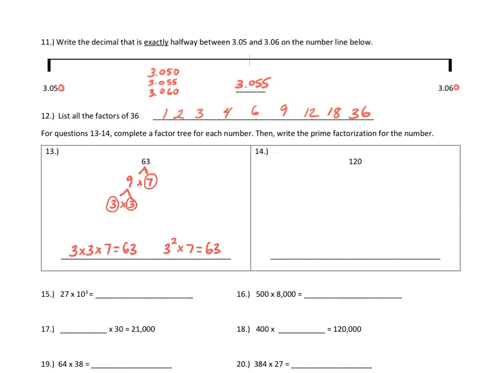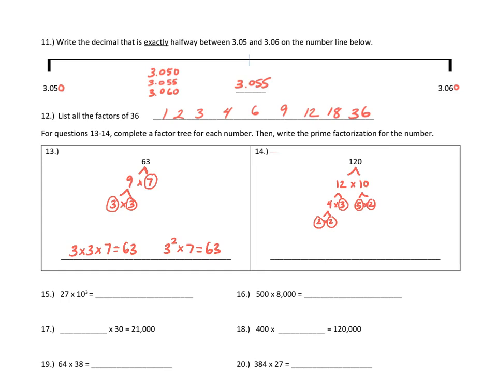Number 14, 12 times 10 is 120. And there are other ways you could do that. You could have done 60 times 2 or 40 times 3. But 12 times 10 is the one that came to my mind first. Neither of those are prime, so I'm going to split them both up. 4 times 3 is 12. And again, you could have done 6 times 2. 5 times 2 is 10. 2 is prime, 5 is prime, and 3 is prime. 4 is not. So 2 times 2 is 4, and then both of those 2's are prime.